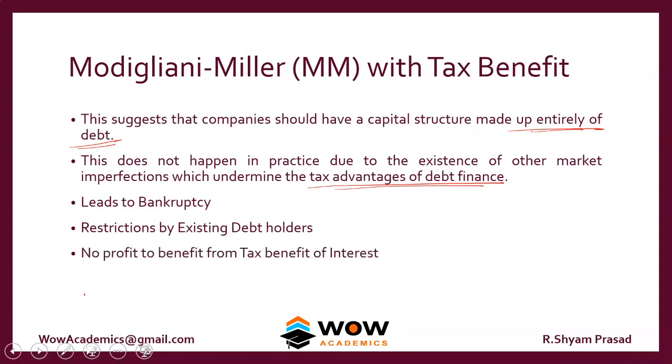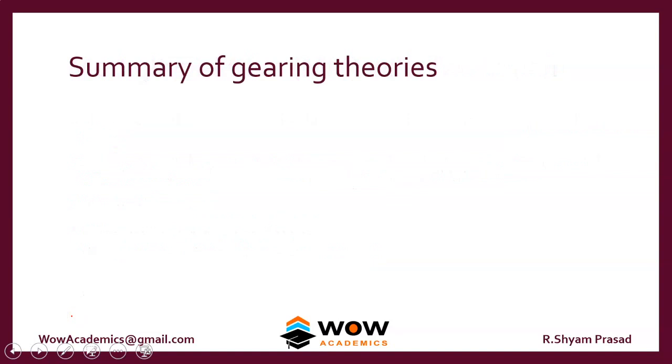There is also no profit to benefit from the tax benefit of interest. In order to get the benefit from tax, we should have at least a profit, then only is tax levied. If there's no tax at all, then even if we have interest, it will not benefit us at all. So that's about the theory. What we'll do now is summarize all these theories put together.